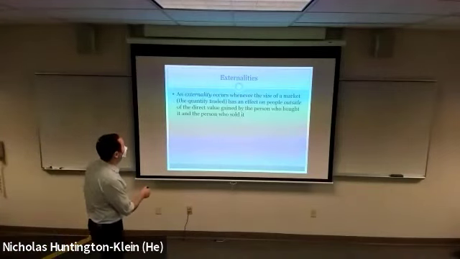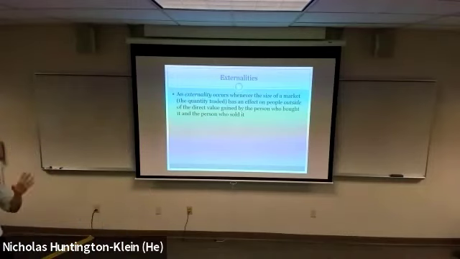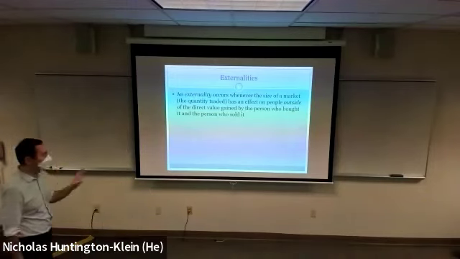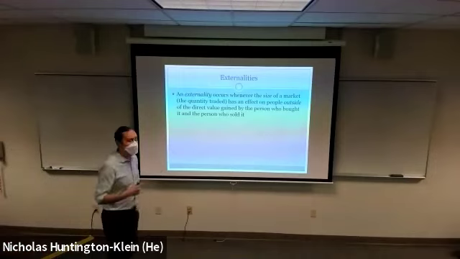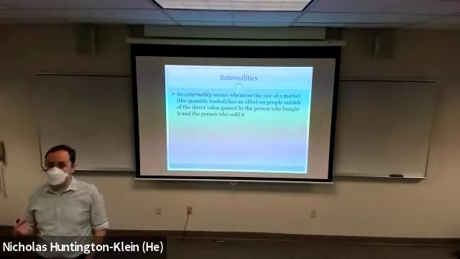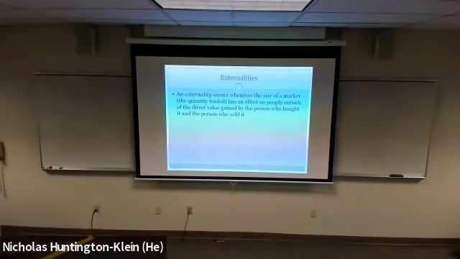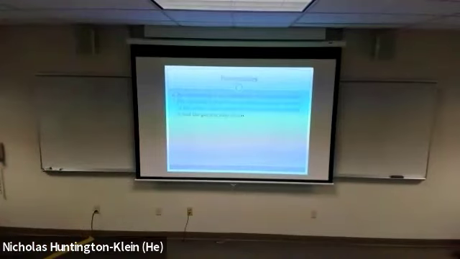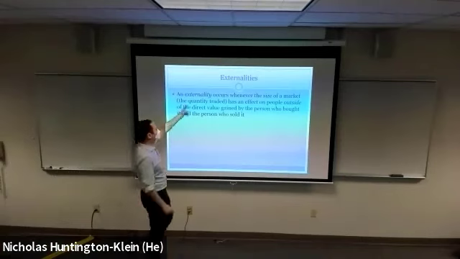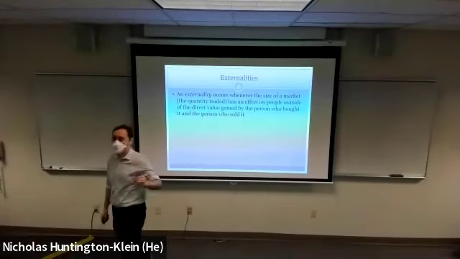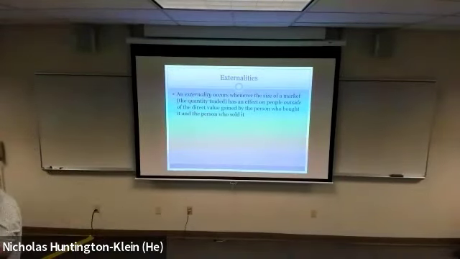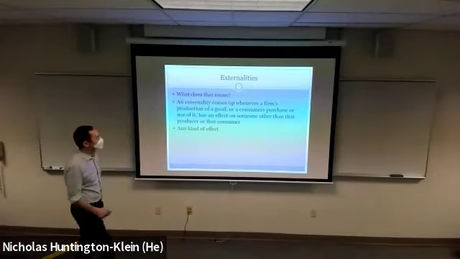So what is an externality? An externality occurs whenever the size of the market, the amount of the good that is traded, has an effect on people outside of the direct costs and benefits that people incur by making and consuming that good. So it's external to the market, right? Someone who is not buying or selling the good is nevertheless affected by its existence. That is an externality.